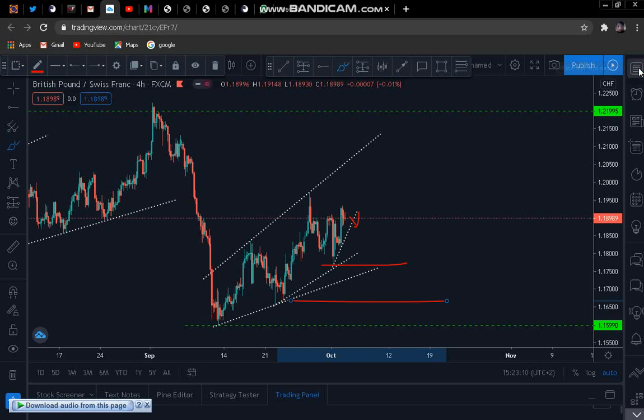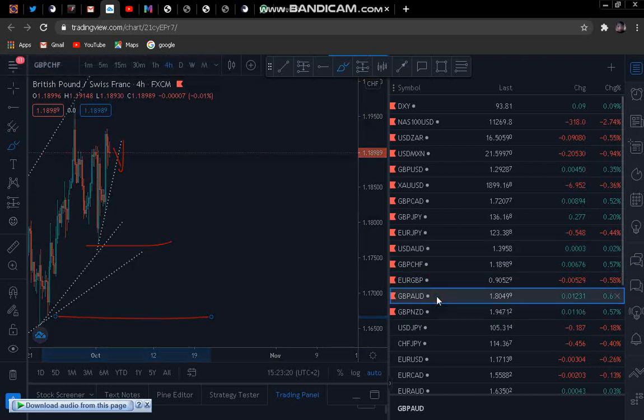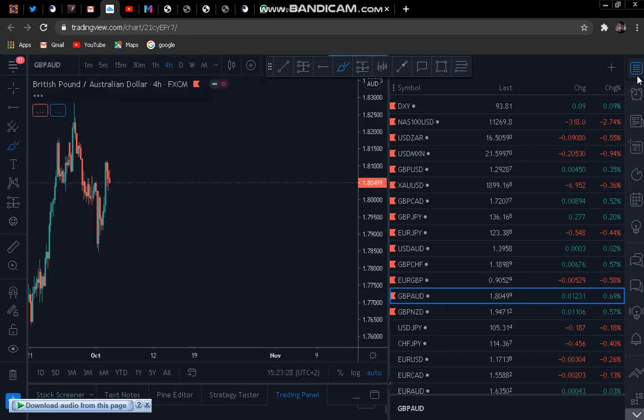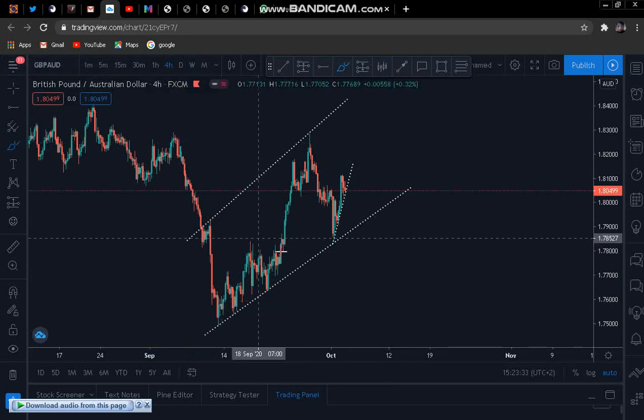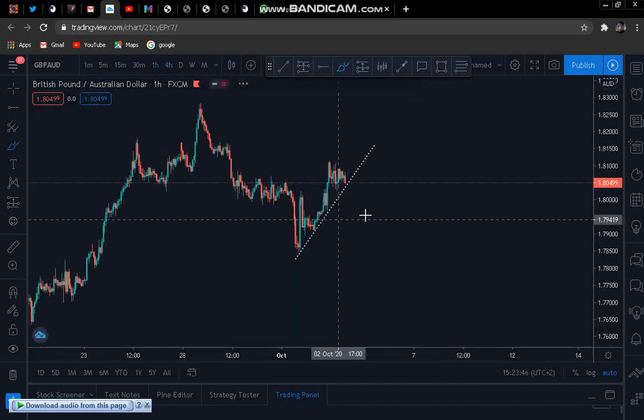So I'm just going to go on to the next one, which is GBPAUD, and just show you that they've all created the same sort of channels, which are showing up on all these charts. And you see again, this is another GBP pair, GBPAUD. As you can see, it's the same ascending channel, and here there's a smaller ascending channel, and all we're waiting for is a break of the smaller ascending channel.